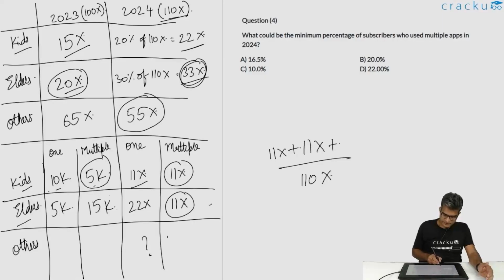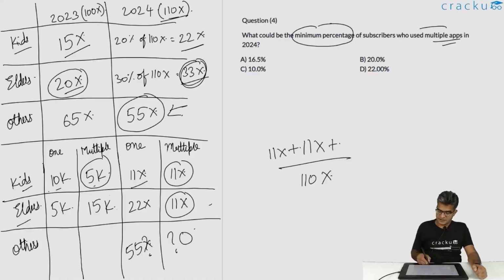This we don't know. What we do know is that the total number is 55x. Some of them will use one app, the remaining will use multiple apps. If you are trying to minimize the number of people who use multiple apps, we can put this as 0 and this will become 55x. This is because we are trying to minimize the number of people who use multiple apps, which is what we are required to calculate, the minimum percentage. So this percentage will be equal to 22x divided by 110x into 100, which is equal to 20%, which is option B.